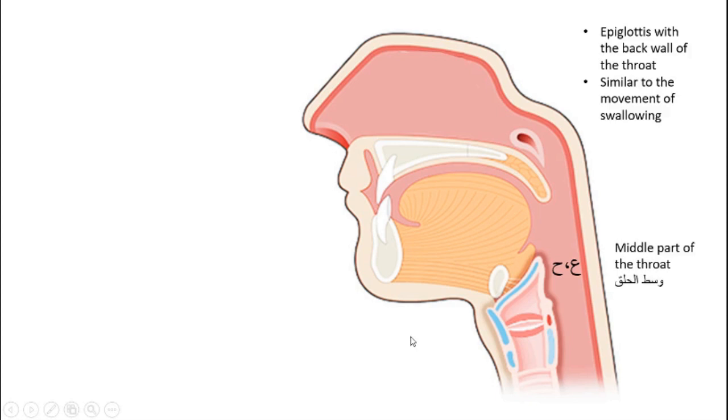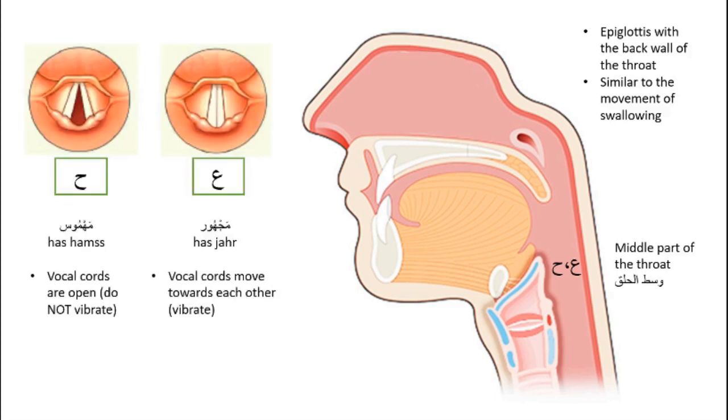And in the description of this video, you will find the link to a video that shows the mechanism of swallowing. So the difference between Ayn and Ha is that Ayn is a majhur letter, which means it has jahr, while Ha is a mahmus letter, so it has hams. And this means that for Ha, the vocal cords are open, they do not vibrate, while for Ayn, the vocal cords move towards each other.